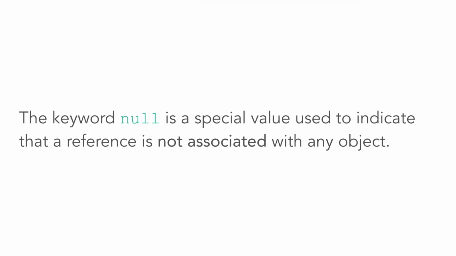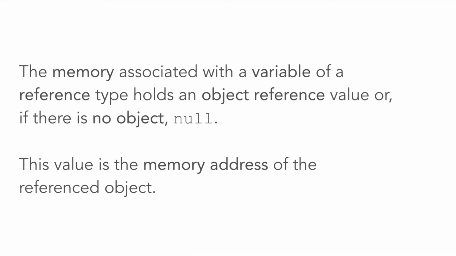The keyword null is a special value used to indicate that a reference is not associated with any object. The memory associated with a variable of a reference type holds an object reference value or, if there is no object, null. This value is the memory address of the referenced object.